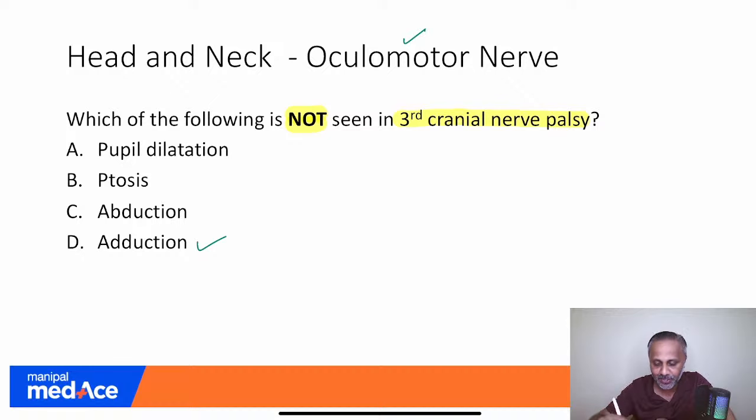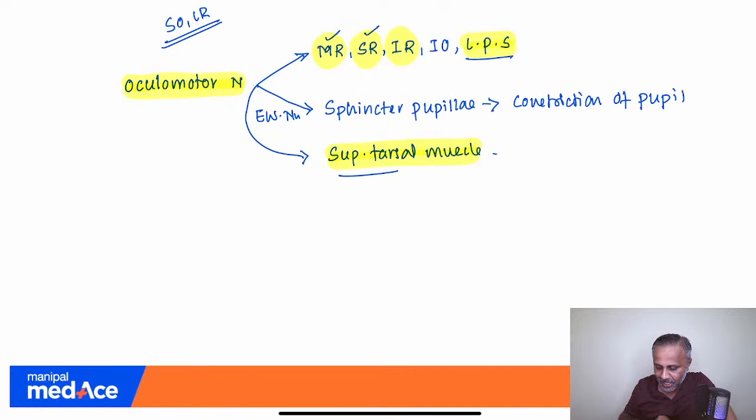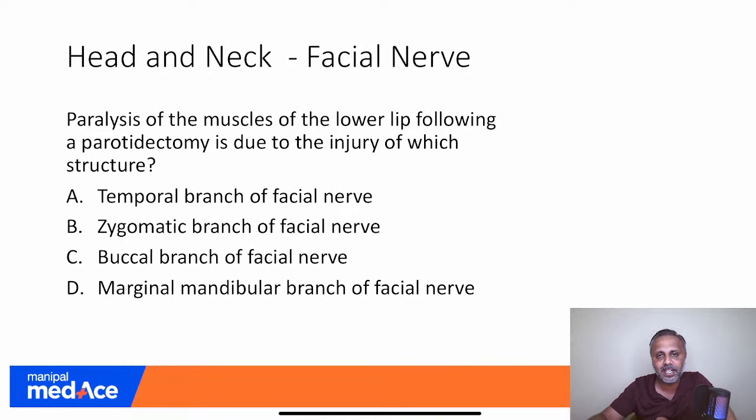Fine. So this is regarding the actions of the oculomotor nerve and what happens when the oculomotor nerve is damaged or injured, right? So once we have learnt about this, let's move on to the next question. The next question was also from the head and neck region and the topic was from the facial nerve, right? Now, what was the question?